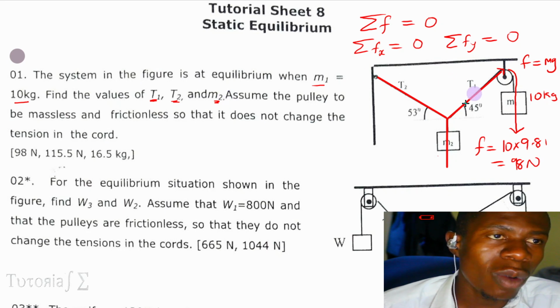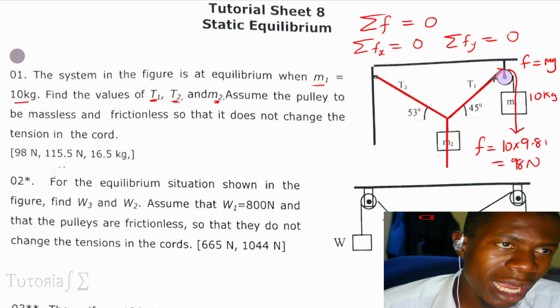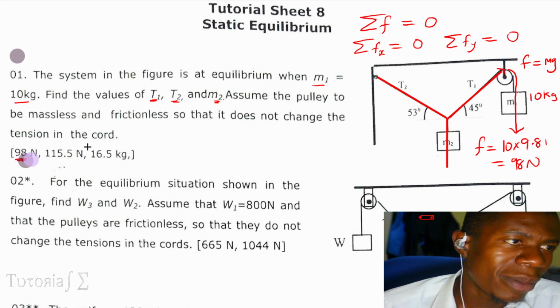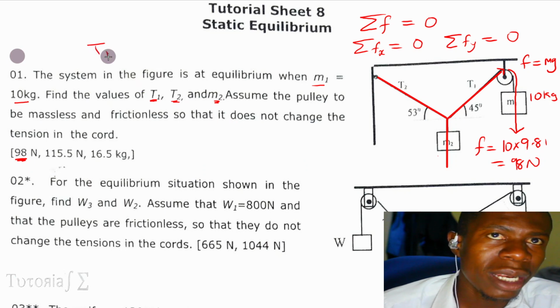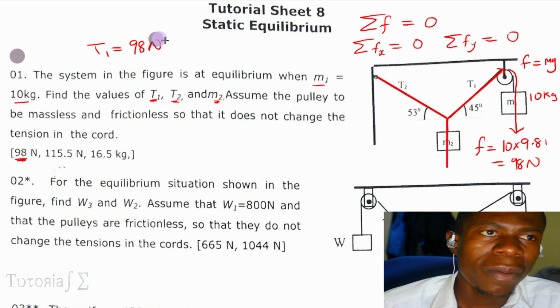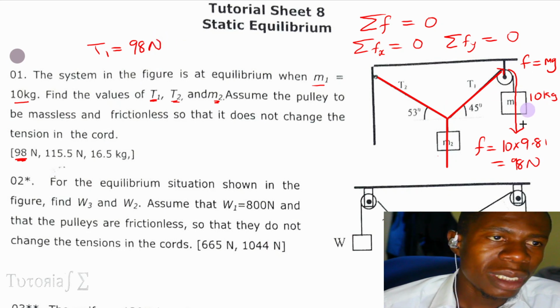Tension 1 we've already found. Since this is the same tension throughout, this will be 98 newtons, which is the same answer here. So tension 1 equals 98 newtons. That was easy.